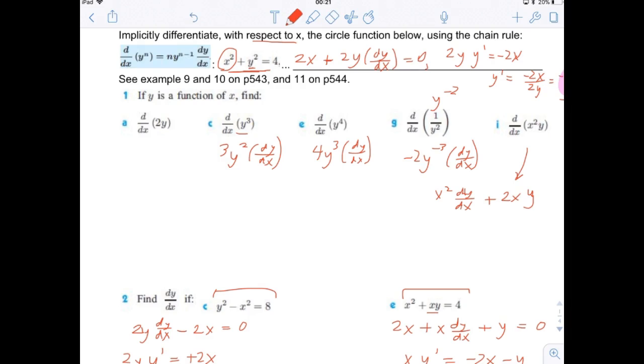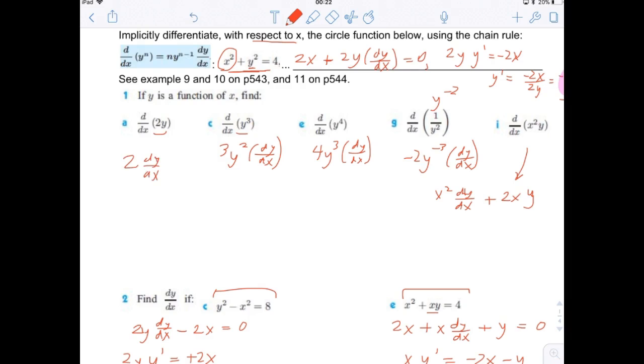Okay, so when you take the derivative of 2y, pretend you're taking the derivative of 2x. If you take the derivative of 2x, your result will be 2, right? Now, in this case, you just need to be careful because when you do take the derivative of 2y, you do need to do the chain rule for y. So instead of getting 2 with nothing after it, you get 2 dy dx.